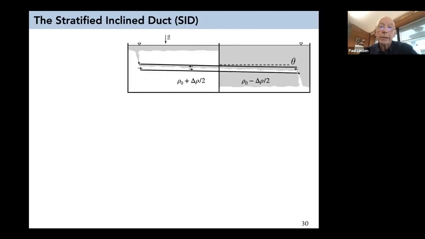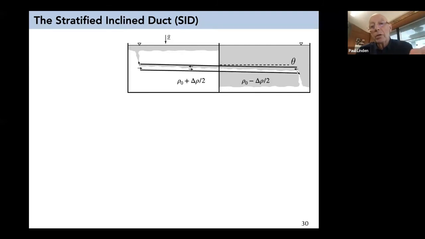So I'm going to talk about this experiment called the stratified inclined duct. It is an experiment where we set up a stratified shear flow. So we have a reservoir on the left, which has dense fluid, a reservoir on the right, which has less dense fluid. As you can see, the density difference is delta rho.